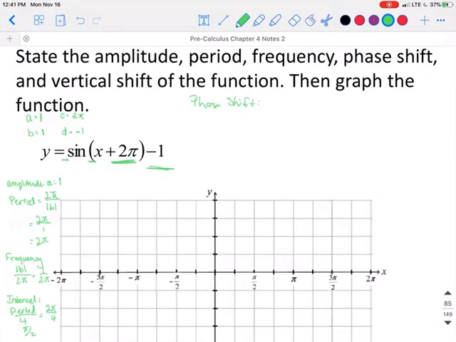To find our phase shift, we're going to do negative c over the absolute value of b. This time it's going to be negative 2 pi over 1, or just negative 2 pi. And your vertical shift is just whatever that d value is, which in this case will be negative 1.